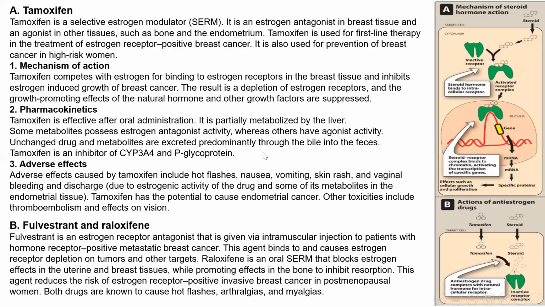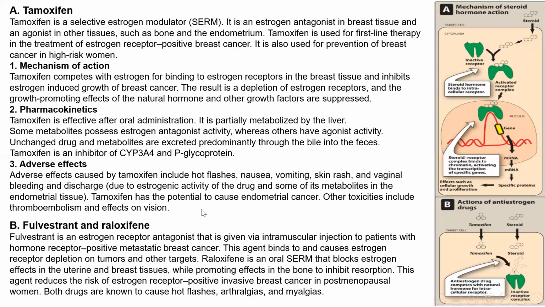The unchanged drug, in addition to the metabolites, are all excreted in the bile and feces, and there is a kind of inhibition done by tamoxifen, mostly to cytochrome 3A4 and P-glycoprotein. The most common side effects related to tamoxifen are estrogen-like side effects, such as hot flushes, nausea, vomiting, skin rash, vaginal bleeding, and discharge.